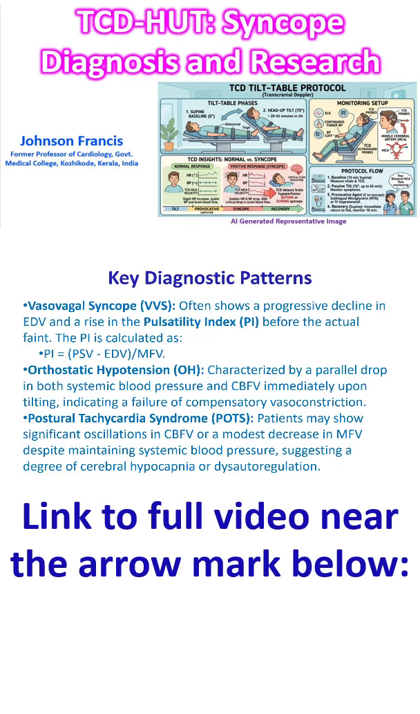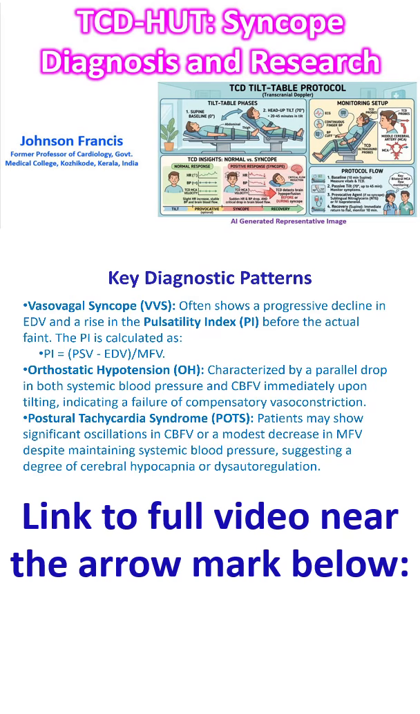Integrating these two tools allows clinicians to categorize the orthostatic response based on cerebral hemodynamics. Vasovagal syncope often shows a progressive decline in end diastolic velocity and a rise in the pulsatility index before the actual faint. Pulsatility index is calculated as PI equals peak systolic velocity minus end diastolic velocity, whole divided by mean flow velocity.